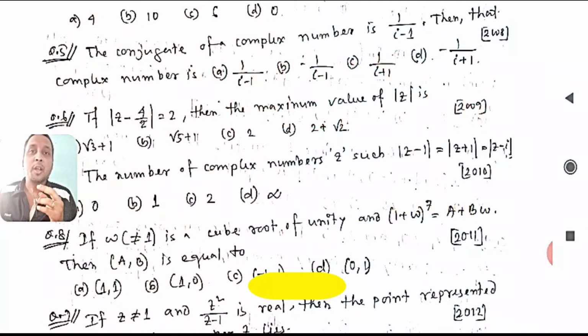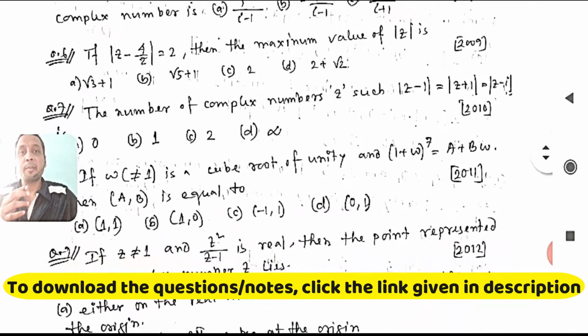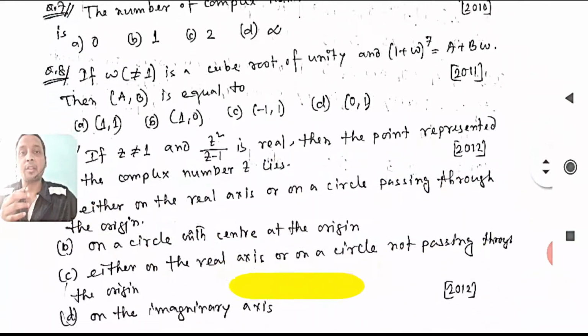Okay students, welcome you all to this new lecture in the intermediate level where we are solving previous year JEE Main questions on complex numbers. So today we will be solving question number 5 to question number 9: 5, 6, 7, 8, 9. Okay, then let's try to solve these questions.